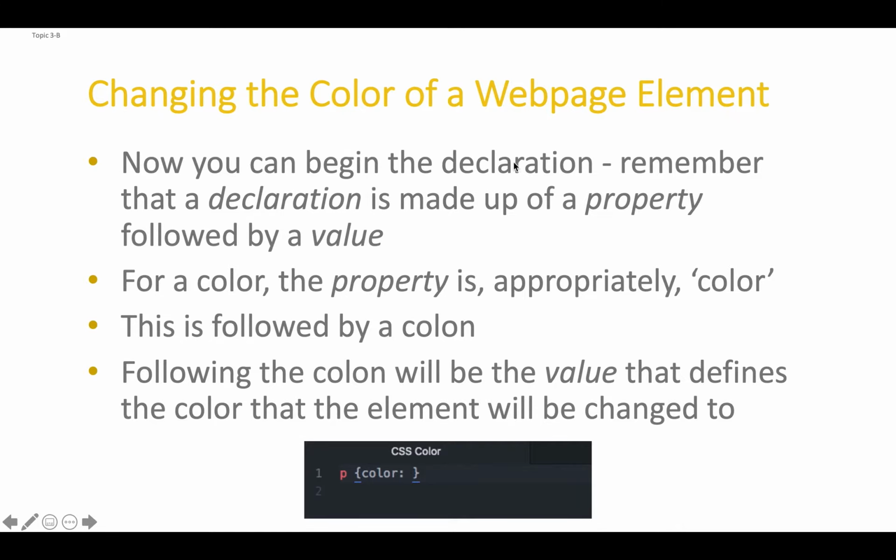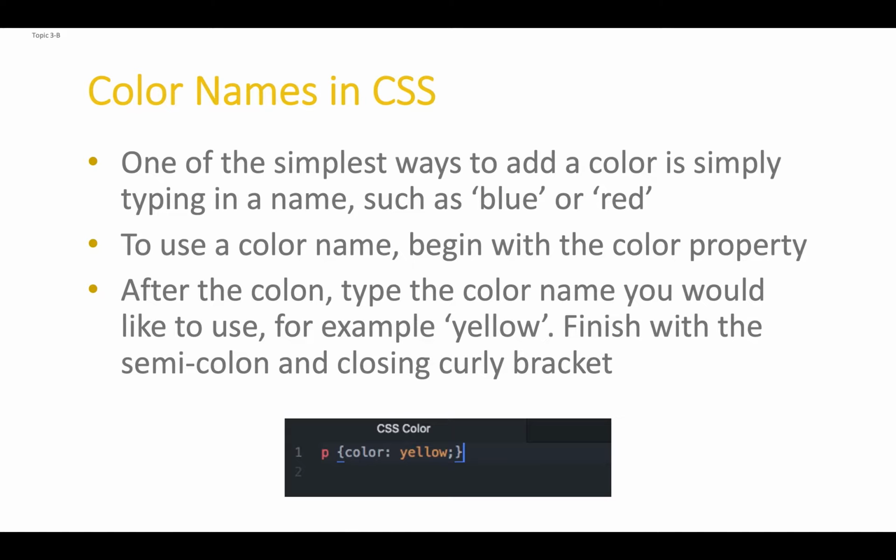Now you can begin the declaration. Remember that a declaration is made of a property followed by a value. So the property in this case is color, and then you put a colon after that. Then after the colon is the value of the color that you want. So there's a few different ways that we name colors in the digital world.